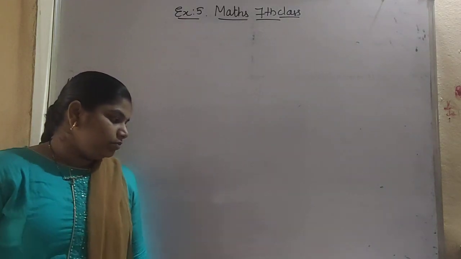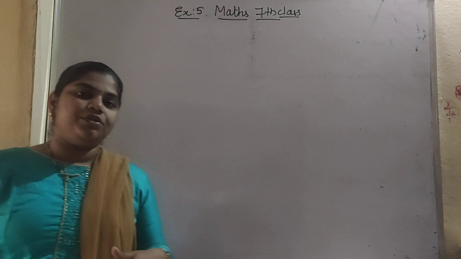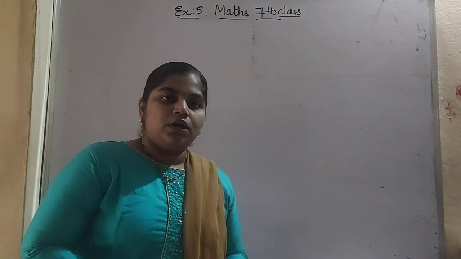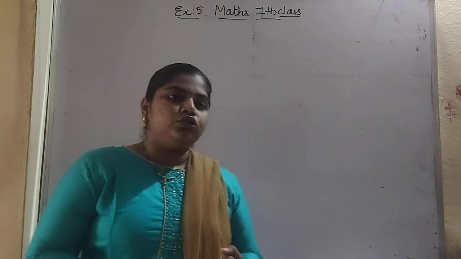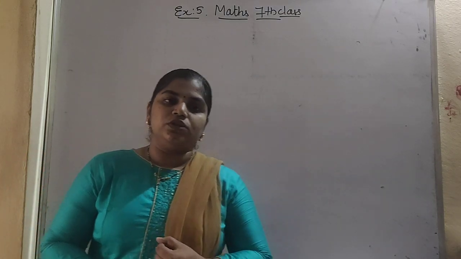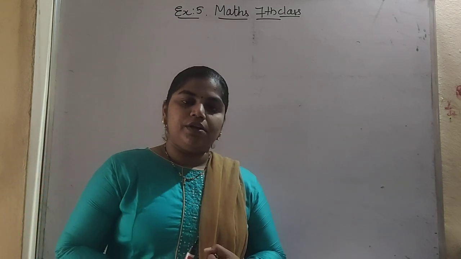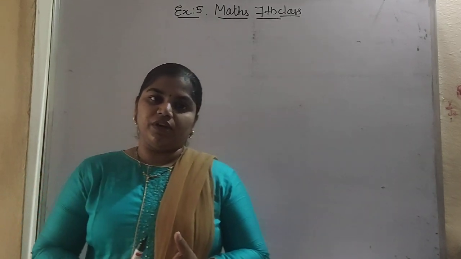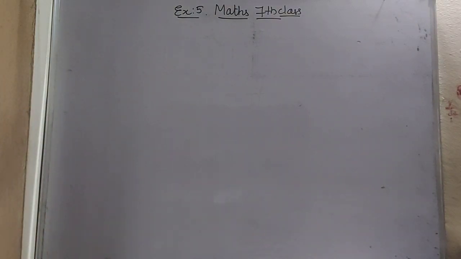So good morning everyone. We are starting our exercise 5. In last class we discussed properties of integers: closure property, commutative property, associative property, what is additive identity, what is multiplicative identity, and about distributive property. Now we are starting our exercise 5.